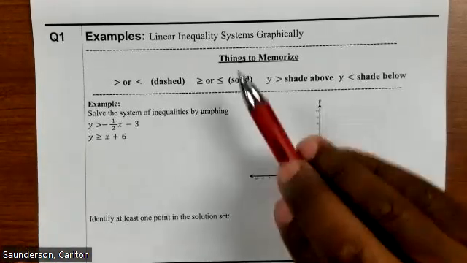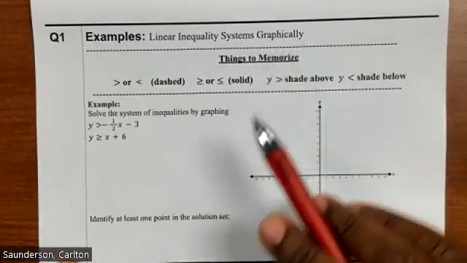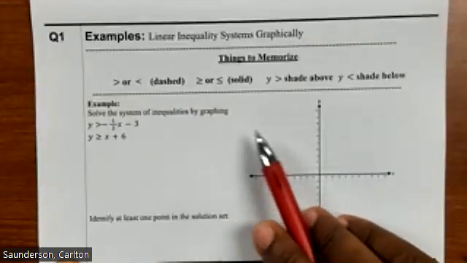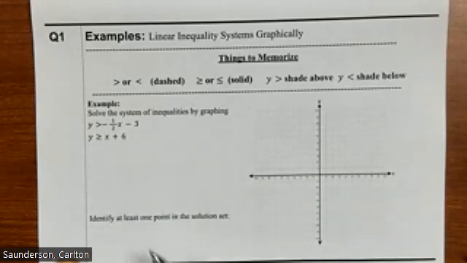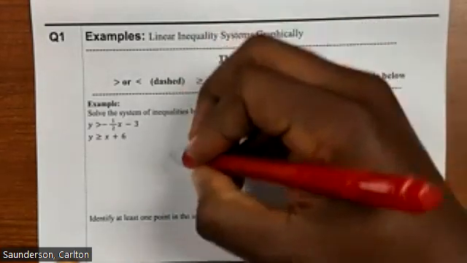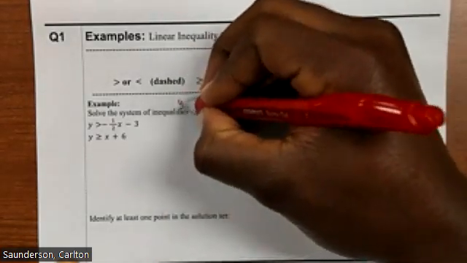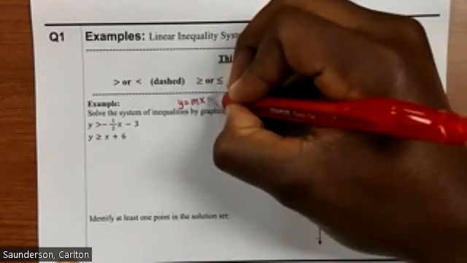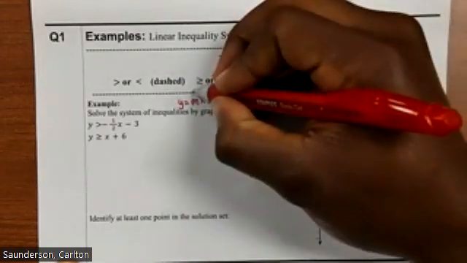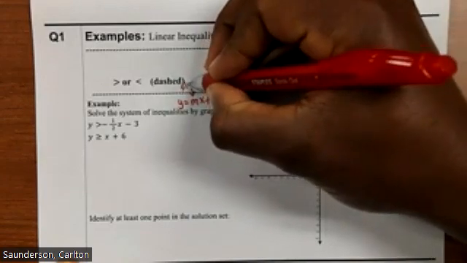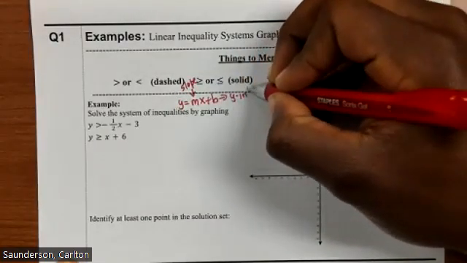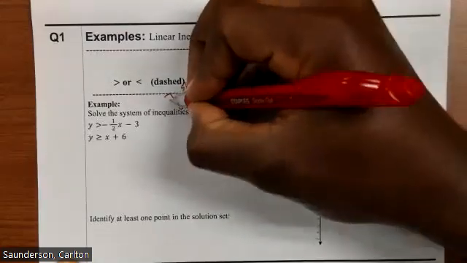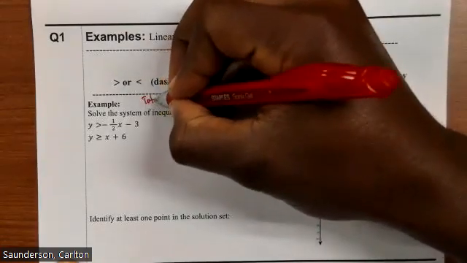Question 1, linear inequality systems graphically. So we need to try to graph this system, for both these two equations. When you're graphing a system, you need to make sure that your system is in the form y equals mx plus b, where m is your slope, b is the y-intercept, and y is your total.